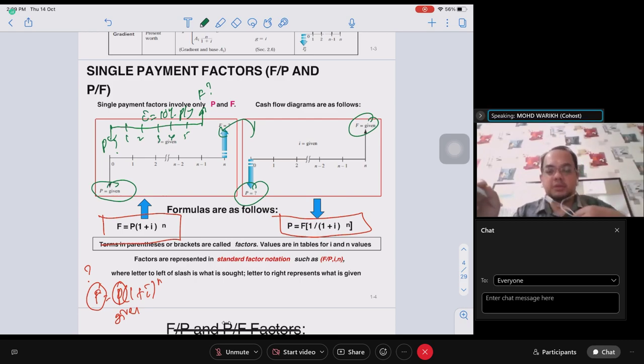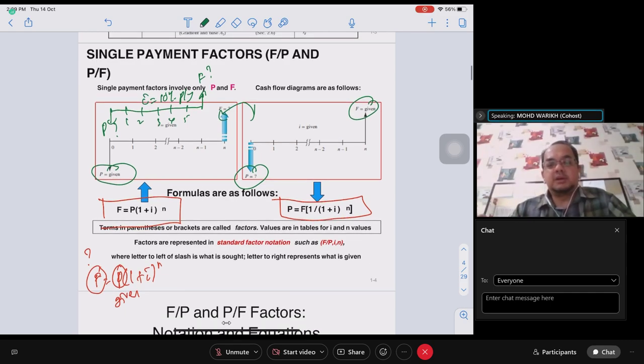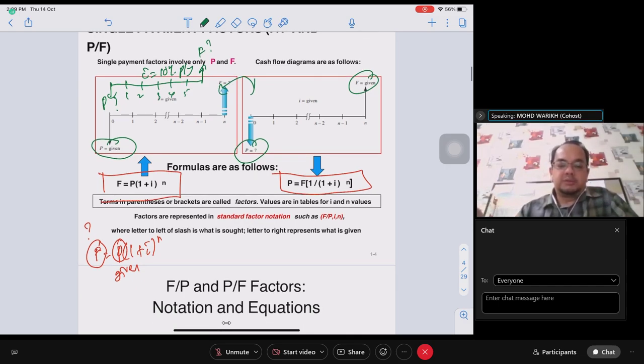Remember that you have to draw the cash flow diagram to get the extra mark. It's not compulsory, but you get the extra mark, because you just transfer the information from the question to the cash flow diagram. So make sure that you understand very well about the cash flow diagram. If you use the formula using the table, we call it standard factor notation. If you use the formula, we just say using the formula. If you use the table, we call it factor notation.